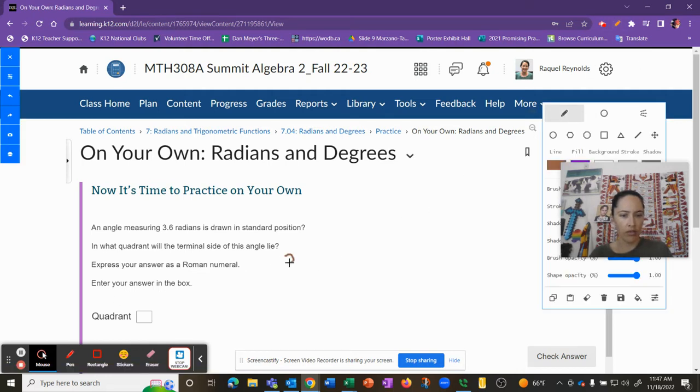Angle measuring 3.6 radians. I don't remember the notation for radians. Is drawn in standard position. In what quadrant will the terminal side of this angle lie? Well, now I want to actually use what they taught me, which is that if this is the radians, I can use the conversion rate of 180 over pi to figure out what it is as a degree.